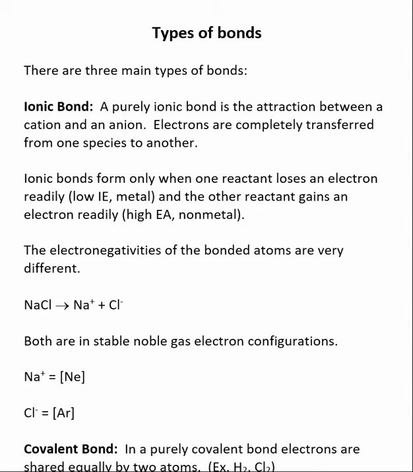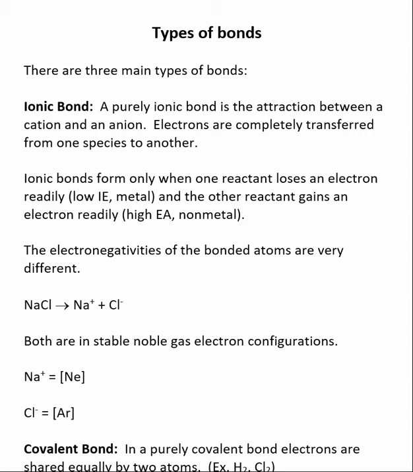In this textbook, we will be discussing three major types of bonds that occur between atoms. The first one is called an ionic bond, and a purely ionic bond comes about from the attraction of a cation and an anion. So the species involved with the bond, one of them is positively charged, one of them is negatively charged, and positive and negative charges like to interact with each other.